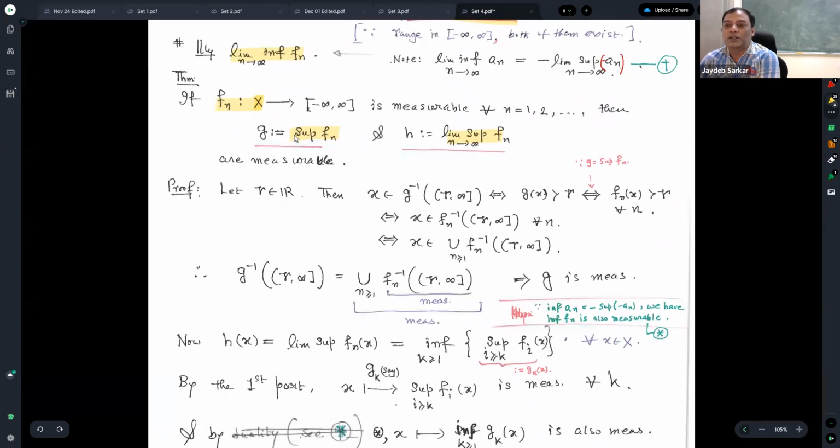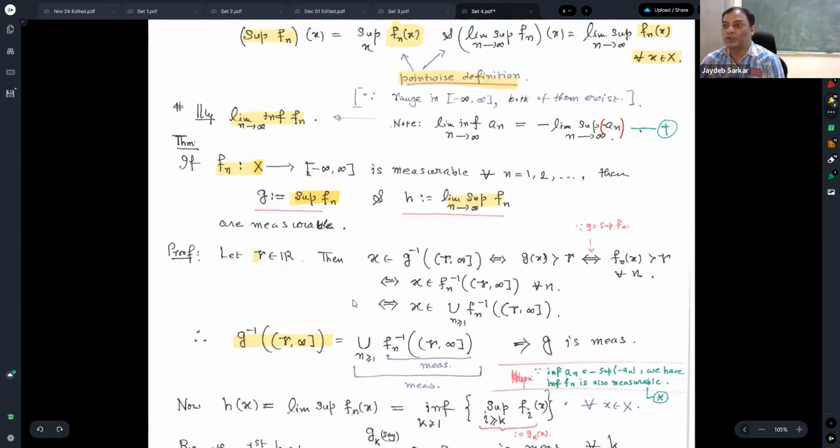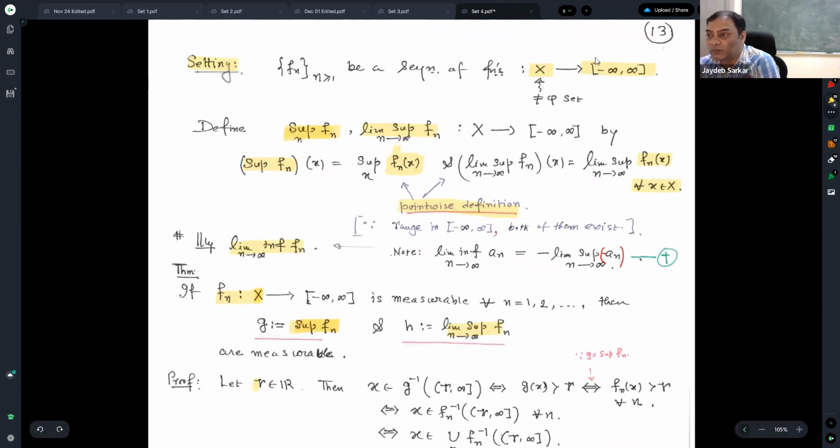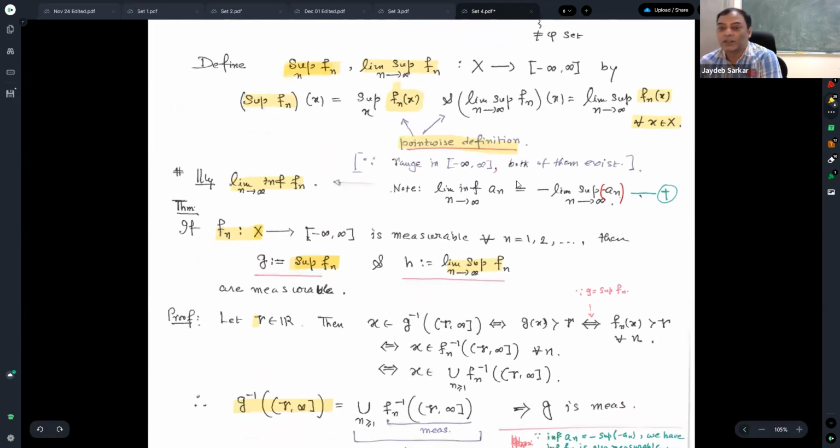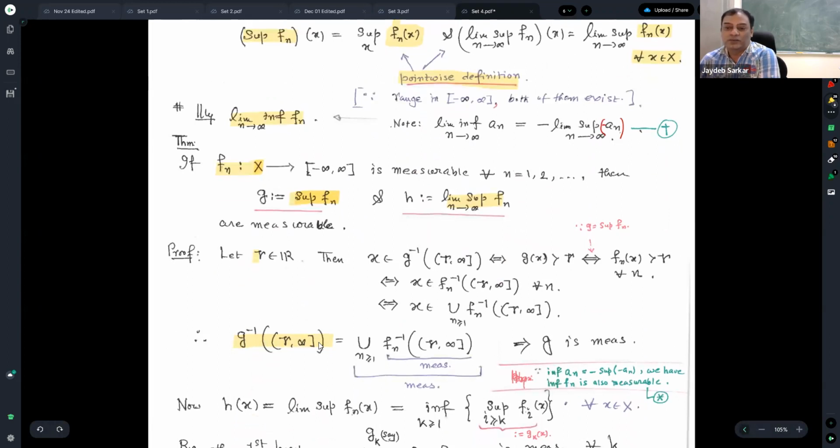I'll prove the sup Fn part first. So we call G this. I'll go through this part a little slowly so that you understand how to prove something is measurable or not. Remember, you have to prove G is measurable. How do you prove that? You prove G inverse of (R, infinity] is measurable, because this gives you the basic elements of the Borel sigma algebra on this set. So you have to prove this is measurable. You can take this to be closed as well, no problem.